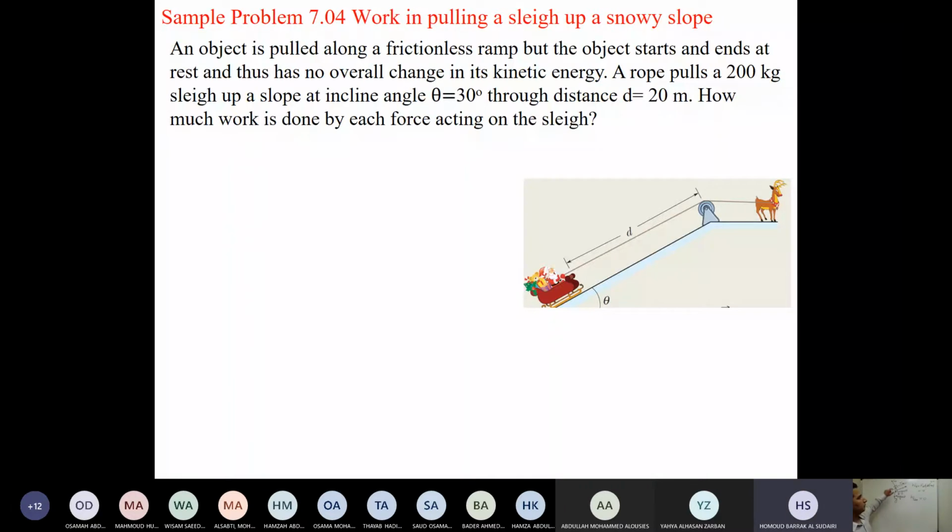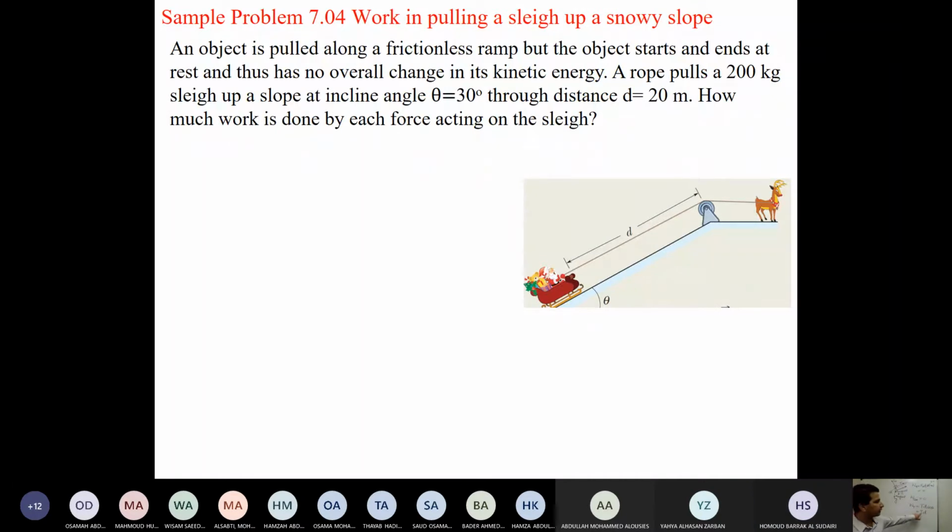Now, we need to look at the work done by the tension force. The work done by the tension force will be T d cosine theta. But the angle between T and d is 0, so therefore we will get T d, because cosine 0 is 1. The T, we don't have any information about that. We don't know how much the T is.